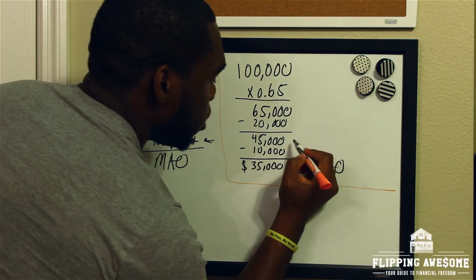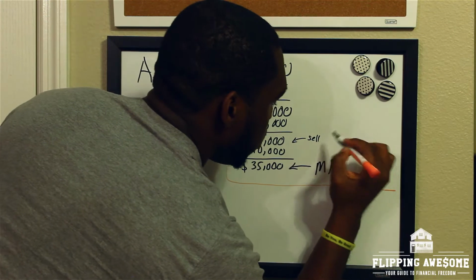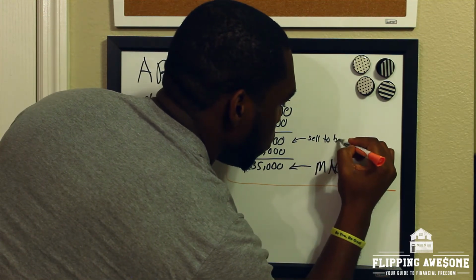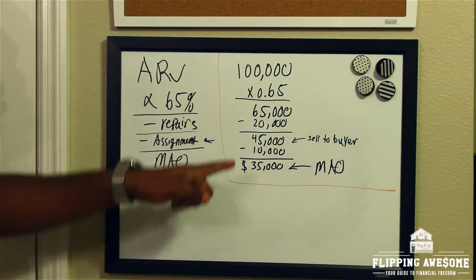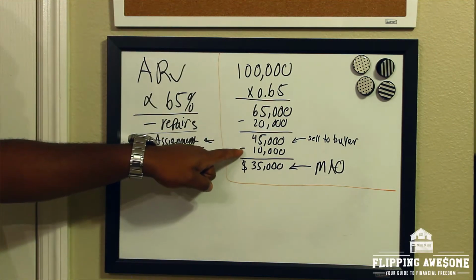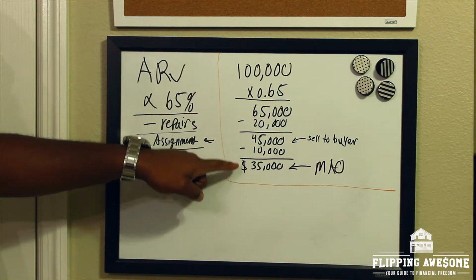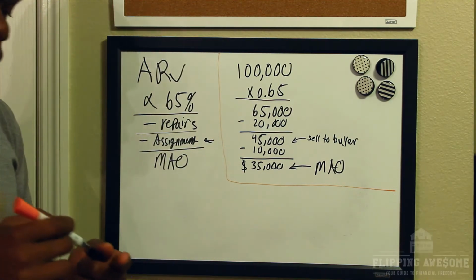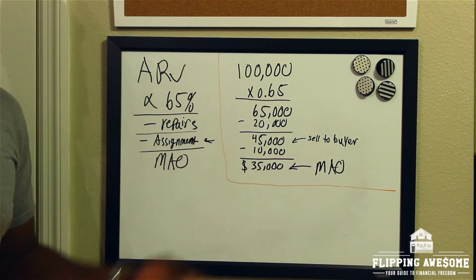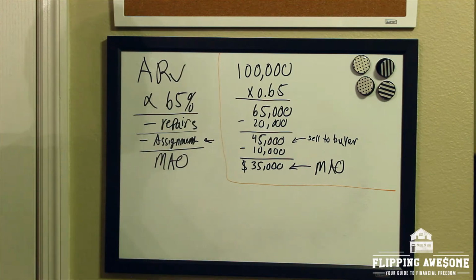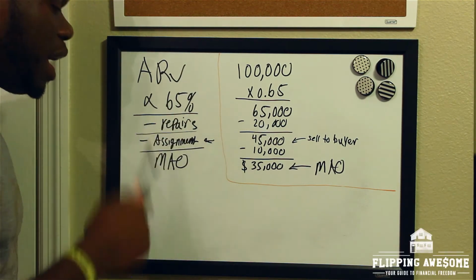Let me write this down here. Sell to buyer. Yep. So this is what you're going to sell it to your buyer at. This is your assignment fee. This is what you bought it at. Okay? So always remember, everything is negotiable. Just because you wrote these numbers down doesn't mean that it's going to be exactly these numbers. Yeah, you can sell it to your buyer at 45, but play with it.